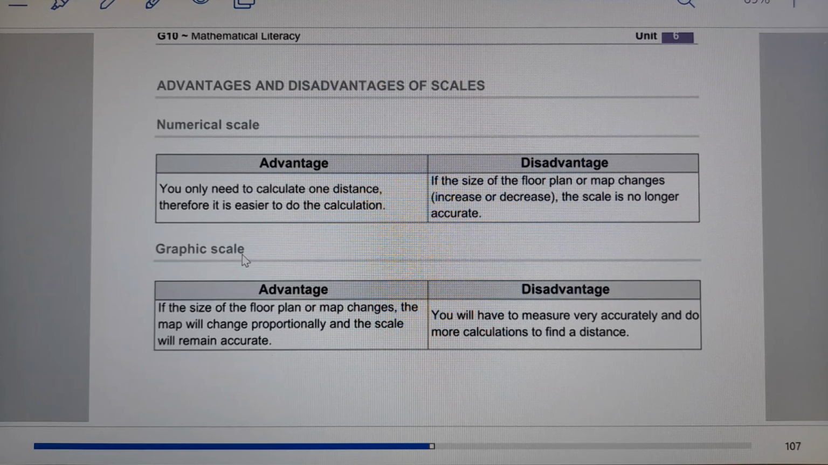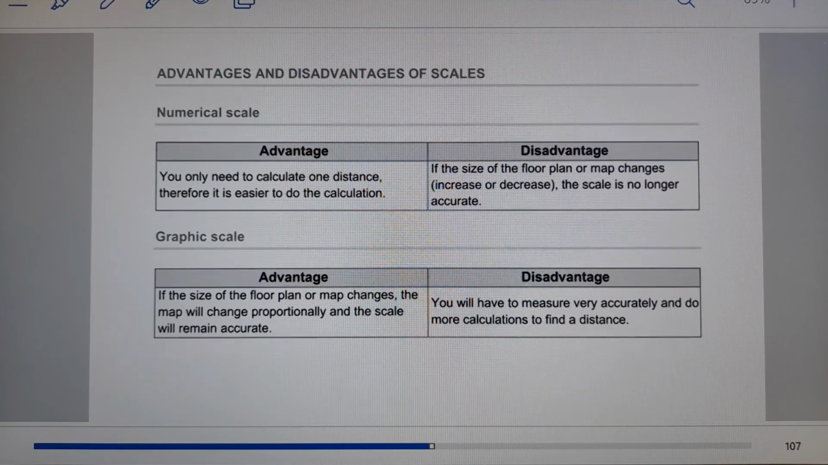Then the advantage of the graphic scale: if the size of the floor plan or map changes, the map will change proportionally and the scale will remain the same. The disadvantage is you will have to measure very accurately and do more calculation to find distance. Just know the new formula. That's it.